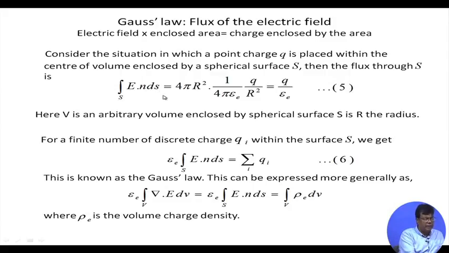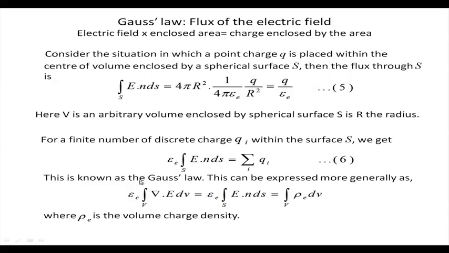The electric field is what we have defined already. This is the surface area, because R is fixed, R equal to capital R. So, you get the flux as q by epsilon E. Now, if you have a number of charges apart from this q, we can generalize this as the sigma of q i.